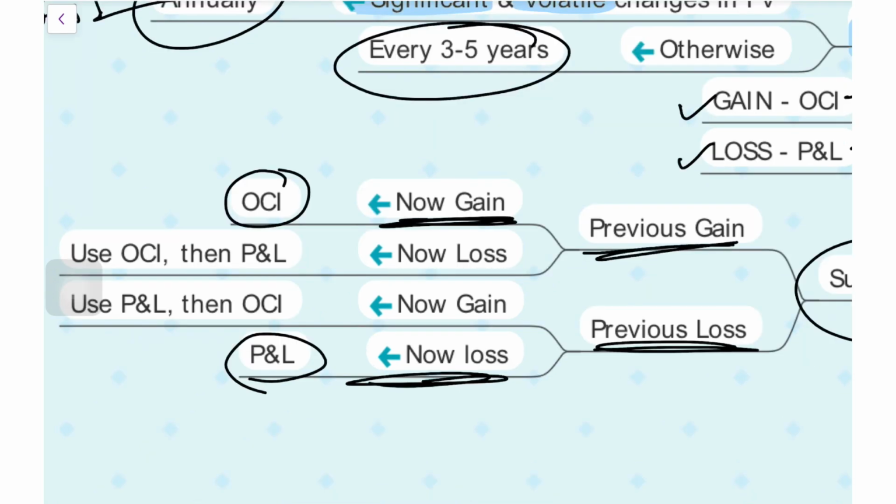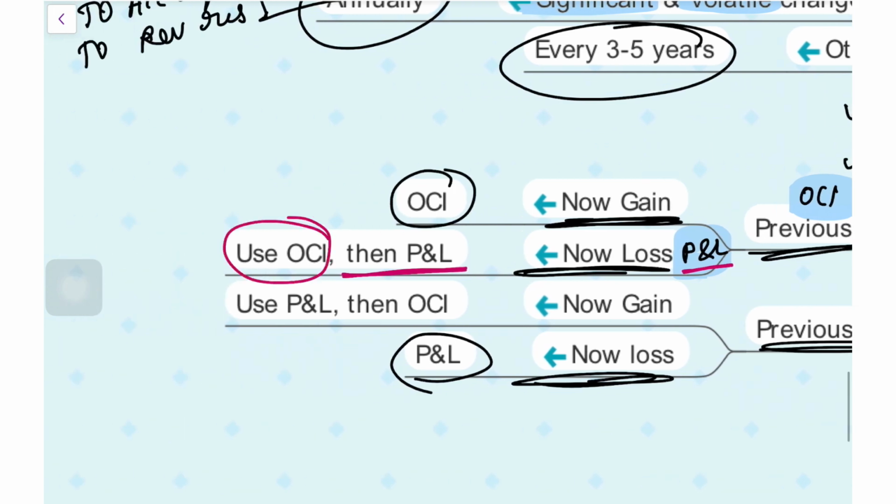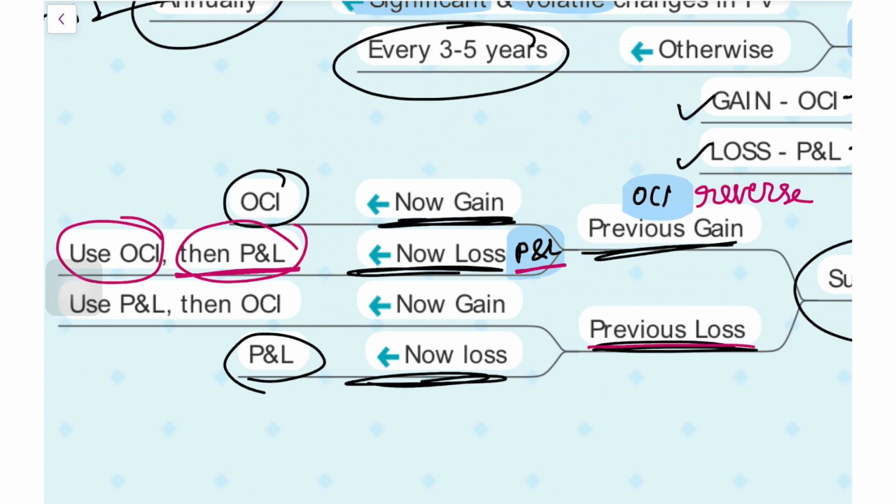But the problem arises when in the previous year you have a gain, but in the current year you have a loss. In the previous year you would have put it into the OCI account, but in the current year what will you have to do? You will have to put it in the P&L account because of a loss. So before completely transferring the loss to the P&L account, whatever balance you have in the OCI, you first reverse it. You first reverse that amount, and even after that if there is some extra loss that you still have to account for, then in such a case you can account it in your P&L account. So first use the OCI and reverse it, and then use the P&L account.